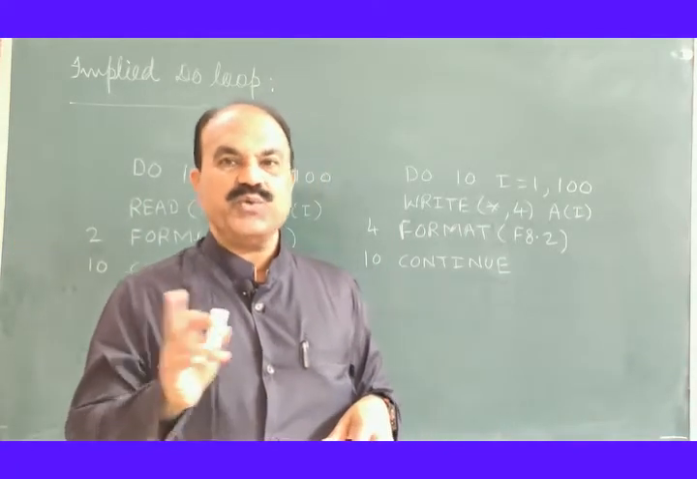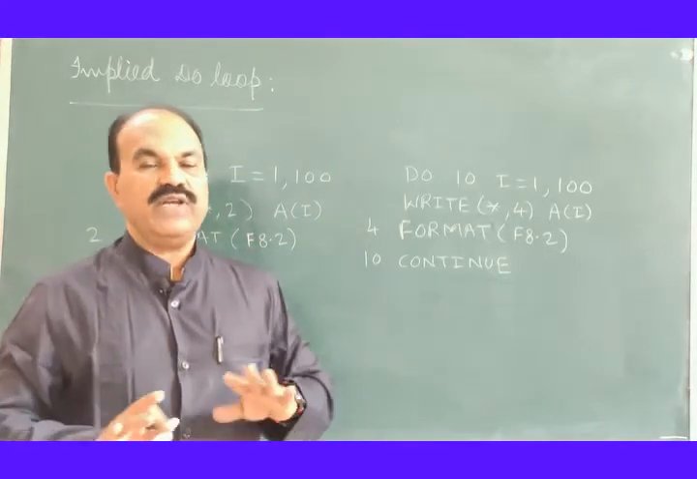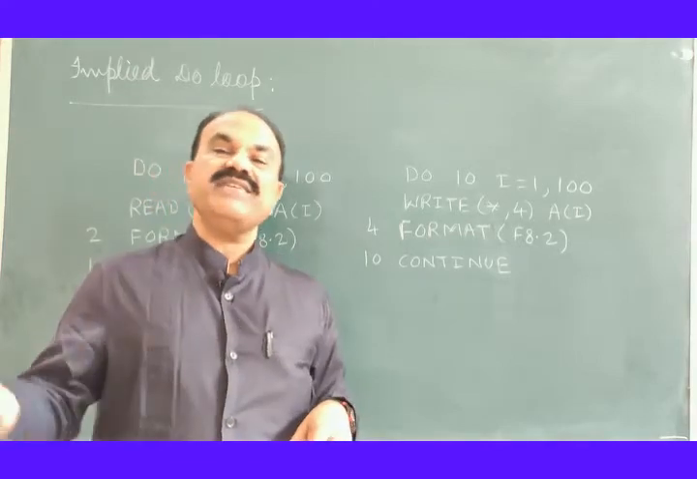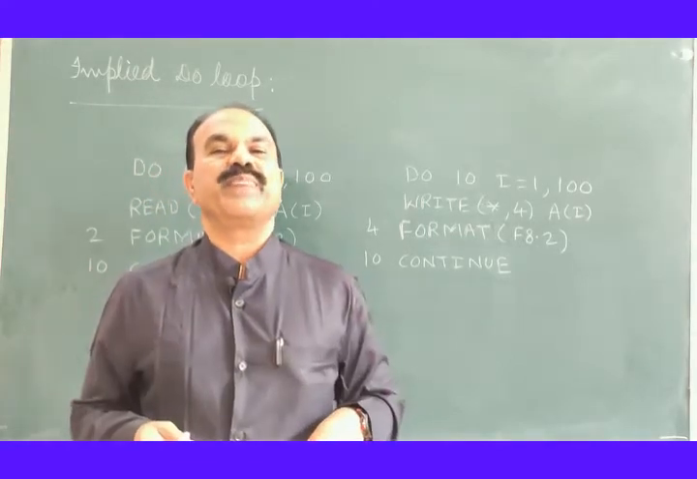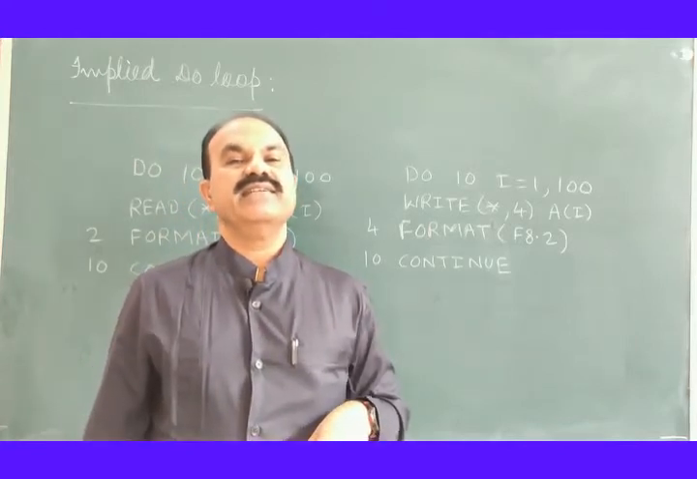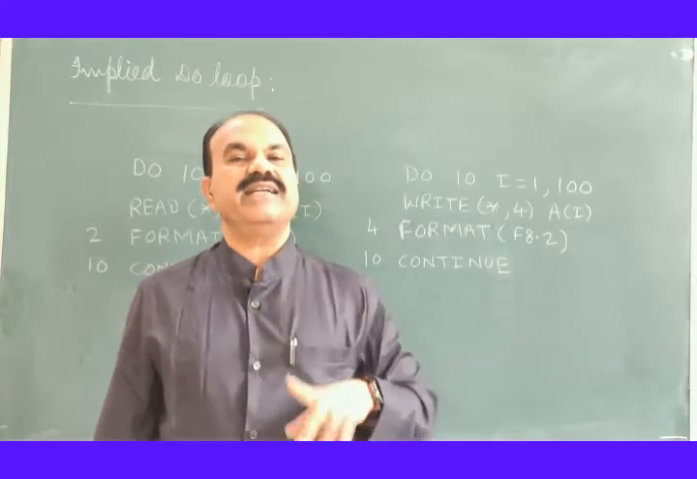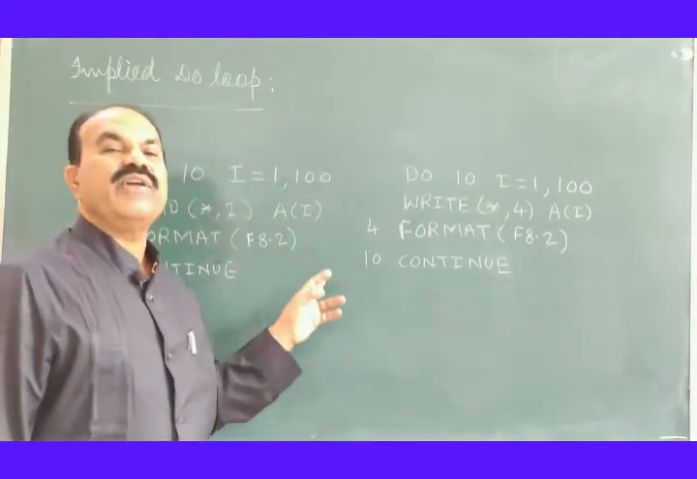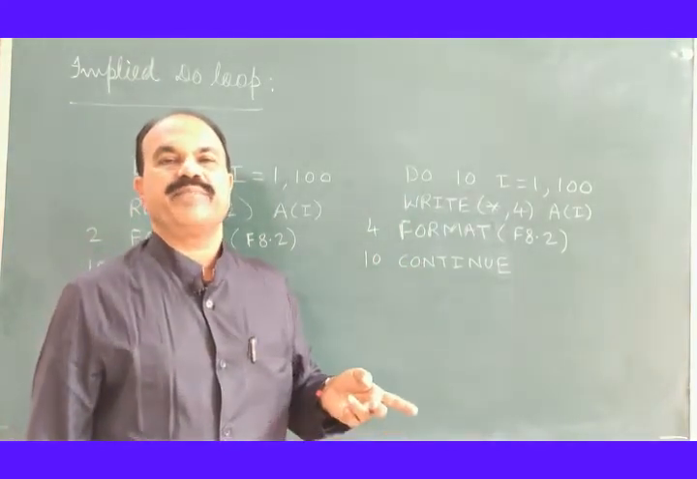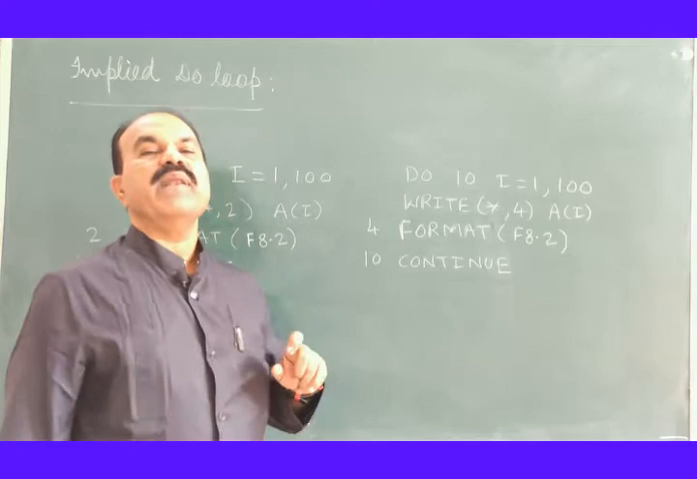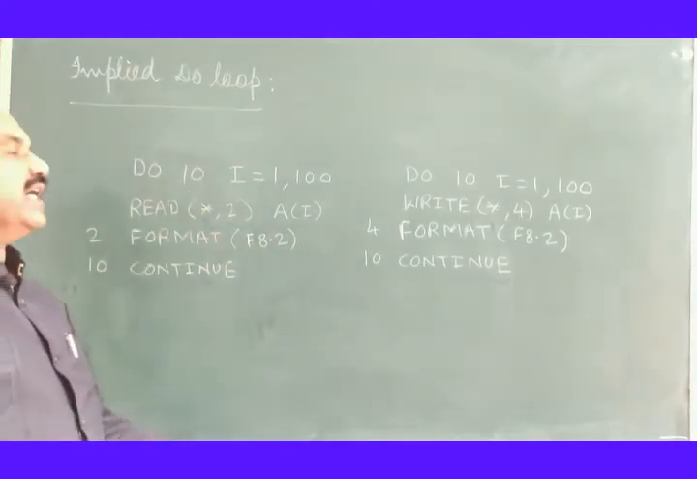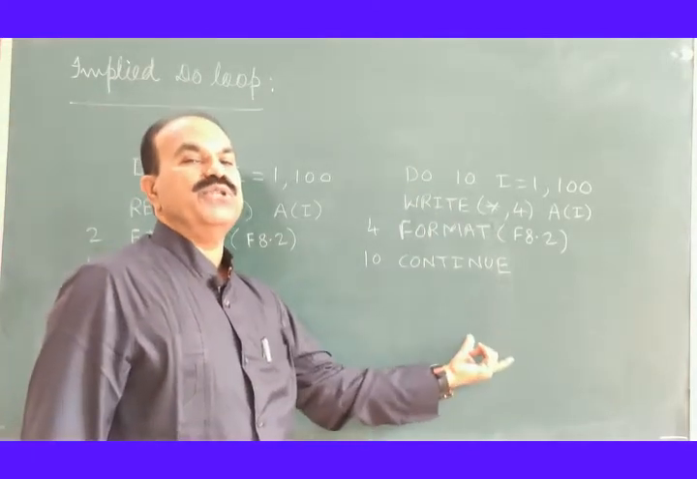In that statement do loop will not be there, but the work done by that statement will be just similar to do loop, and therefore the way of using a single statement for reading the elements of an array or for writing the elements of an array is known as implied do loop. How to use implied do loop for this?